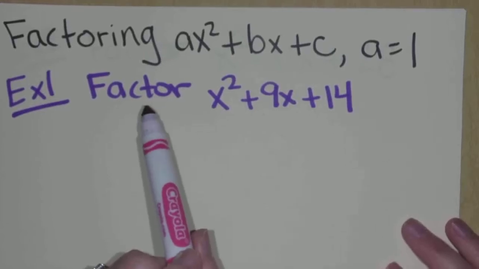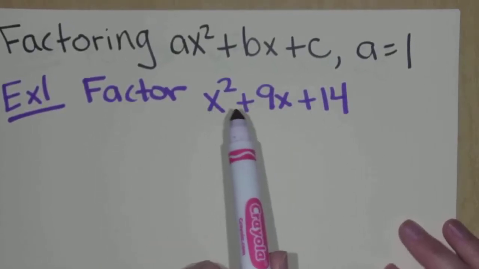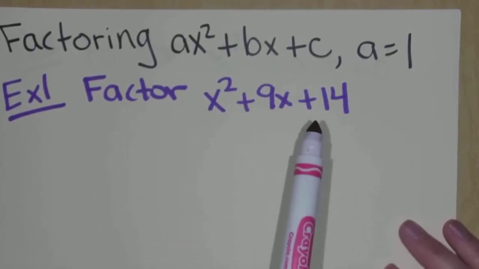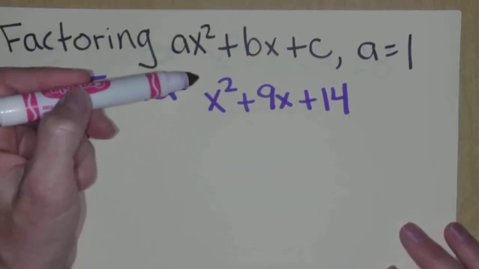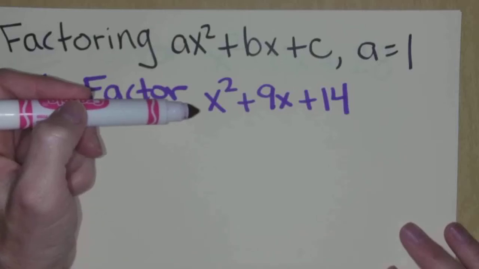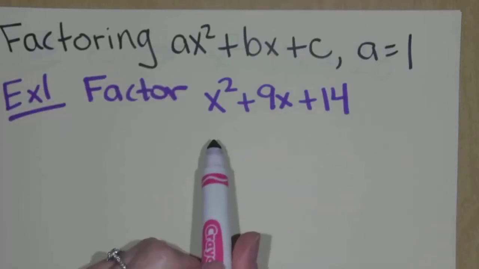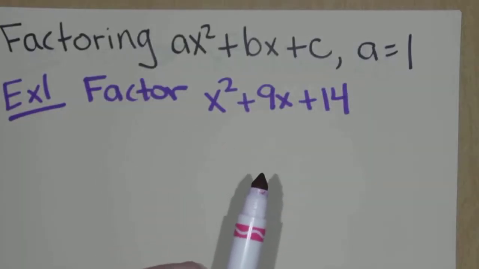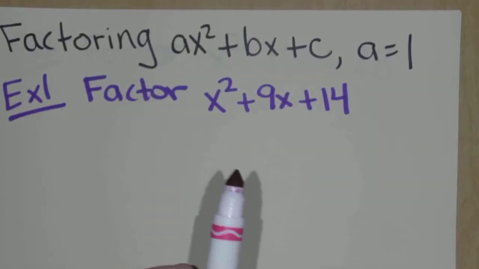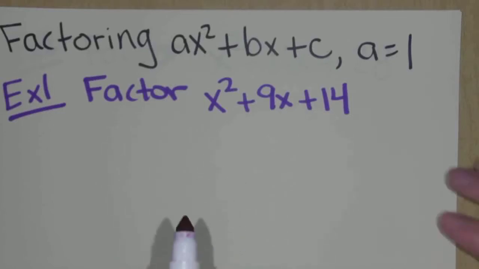We're going to factor the trinomial x squared plus 9x plus 14, and you can see right here that the coefficient in front of the x squared term is a 1. Believe it or not, we're going to do this by grouping. In fact, all of our factoring in this unit is going to be by grouping, which we've already studied. So let me show you how this works.